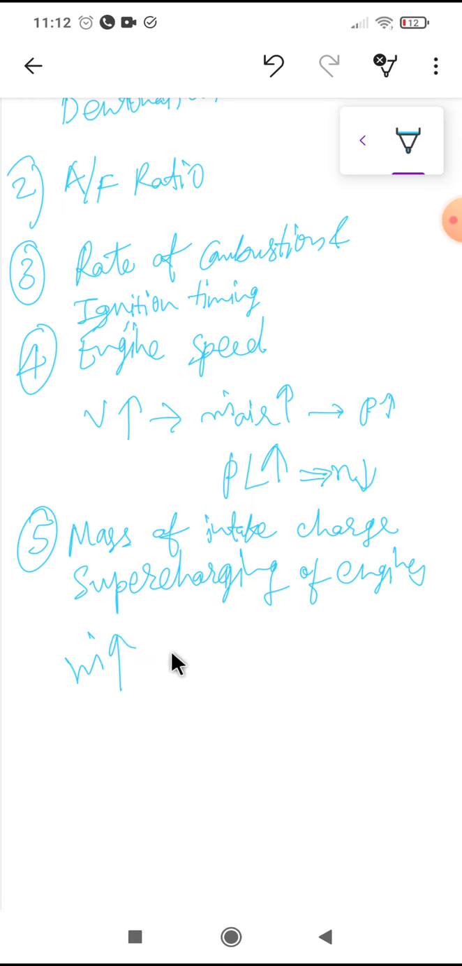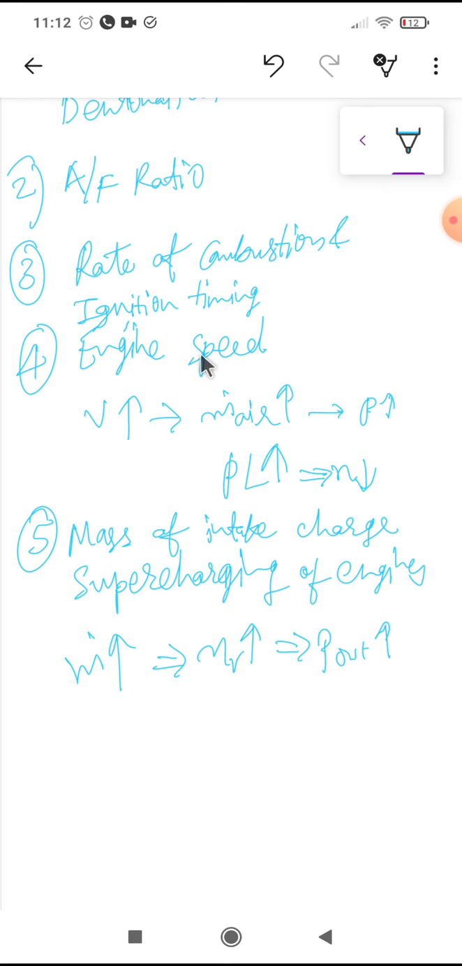A higher mass flow rate will provide better volumetric efficiency and power output, and thus the power output will also be higher. So mass flow rates can be improved by supercharging the engine. But in case of SI engine, supercharging is not employed due to the increased tendency of detonation, whereas a supercharged CI engine runs smooth. So this will not work in a spark ignition engine, but it can work in compression ignition engines.